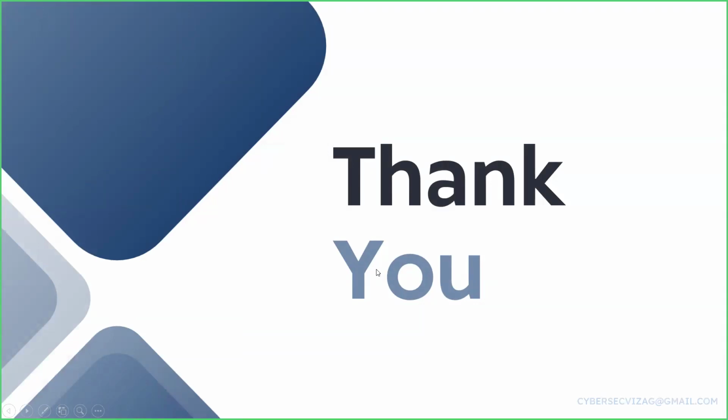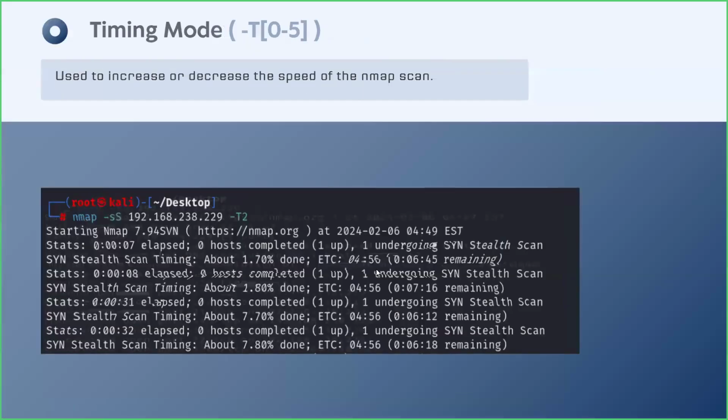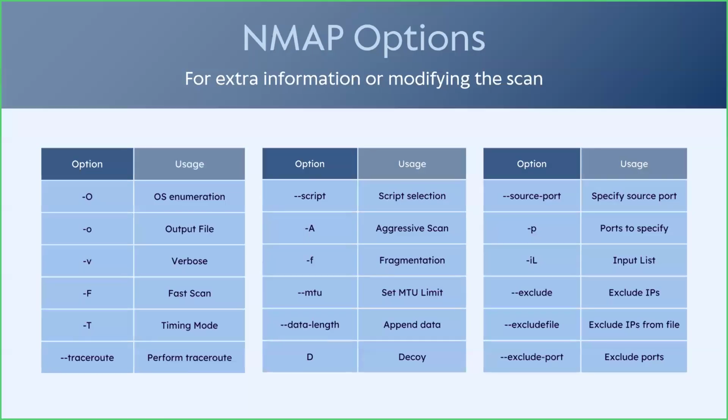And that concludes the entire Nmap options list, guys. So again, a quick recap on all the options we have covered. Capital O for operating system details, lowercase o for output file to export the output to a file of your choice, verbose to give you a detailed output, fast scan to only scan 100 ports, timing mode to increase or decrease the speed of the scan, traceroute to give you the list of all hops from your system to the target system, script scan to select a certain script and get extra information from the scan, aggressive scan, a shortcut for traceroute, operating system, and script scan.